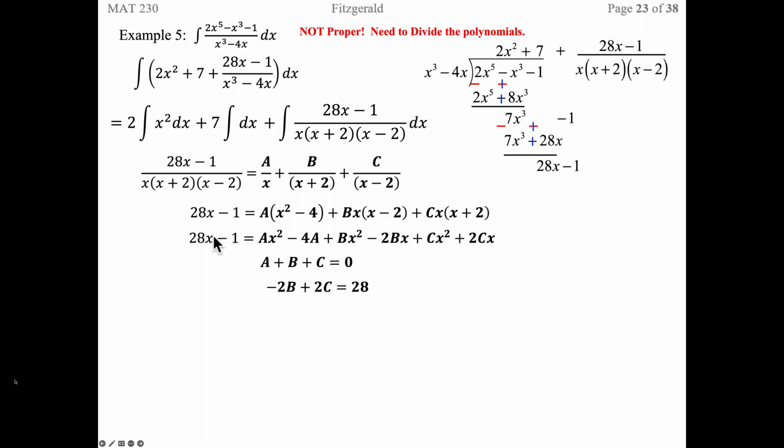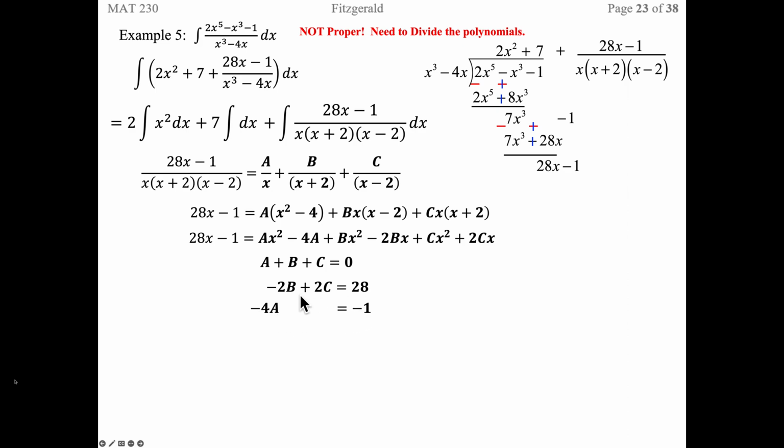My x to the first term is 28, so it's going to equal 28. So I have, here, negative 2Bx, so negative 2B, plus 2Cx, plus 2C. So a 0 goes in for your A right there. And then your constant negative 1, that's your negative 4A, and that's the only constant one we have. So you can solve this, egads.